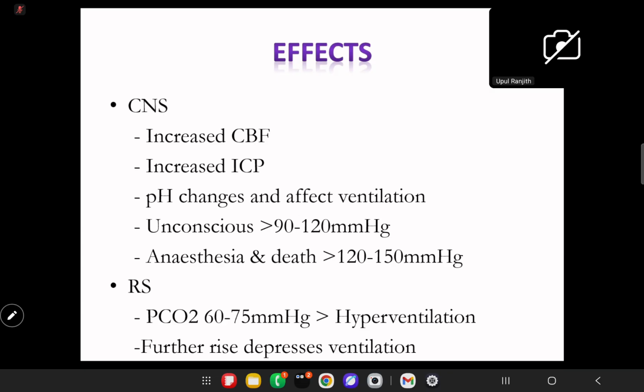Then in the respiratory system, at PCO2 above 60 to 75 millimeters of mercury, the patient starts hyperventilating. Then a further rise will depress ventilation, due to direct depression of ventilation by carbon dioxide.